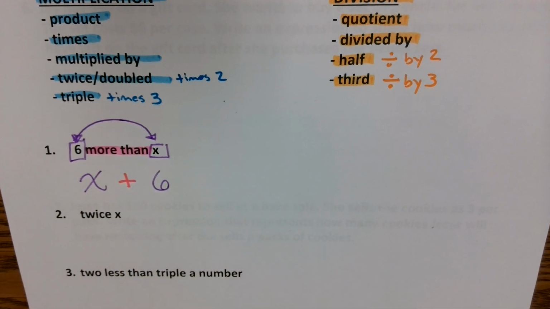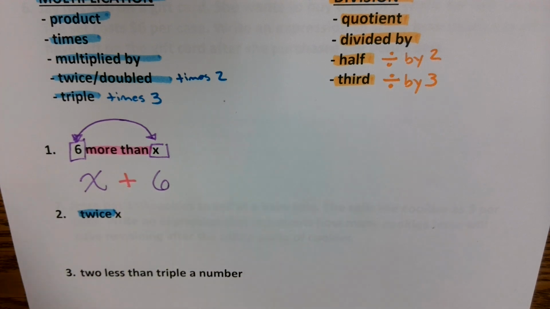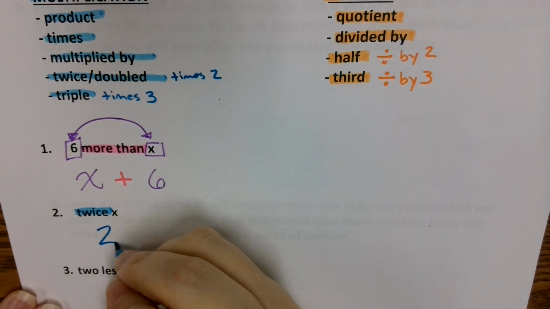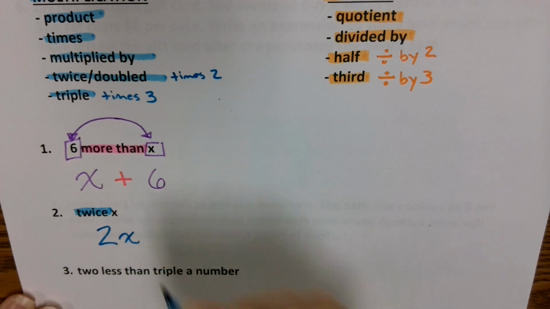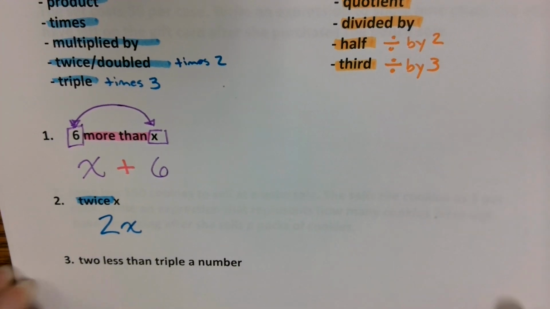All right, the word twice. Twice x. What does twice mean? What operation is twice? Multiplication. And it's specific multiplication. It means we are multiplying by what? 2. So we have 2x. Okay, I want you guys to do number 3 and number 4 on your own, please.